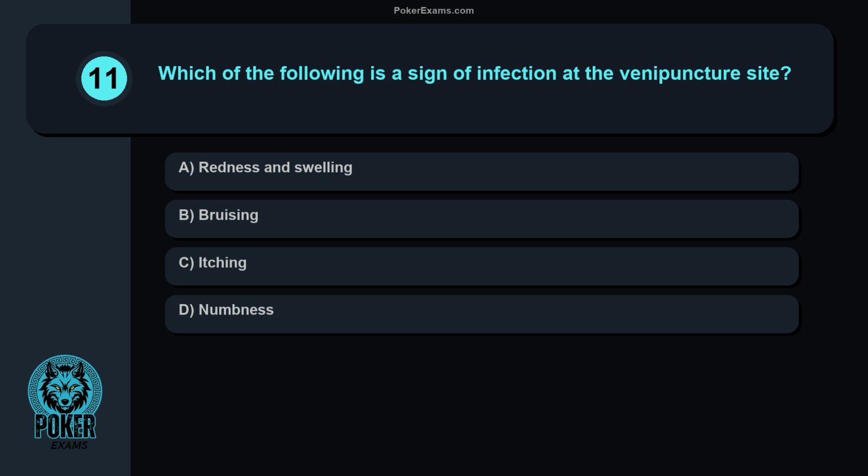Question 11. Which of the following is a sign of infection at the venipuncture site? Redness and swelling. Bruising. Itching. Numbness.